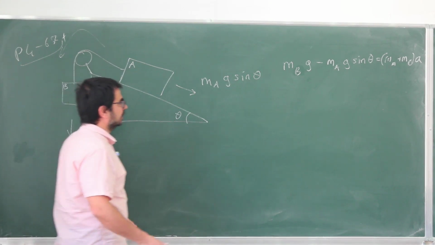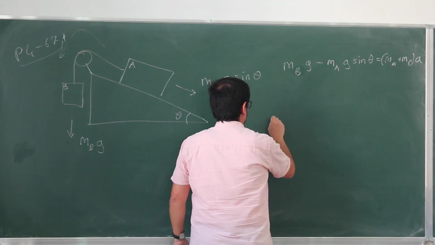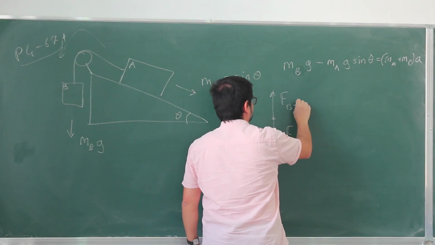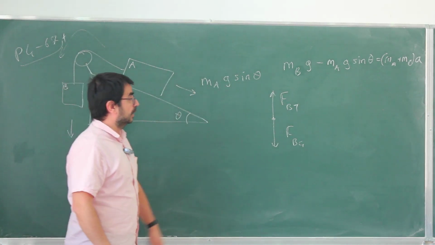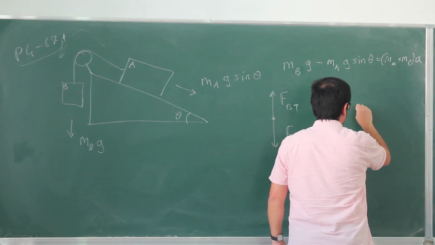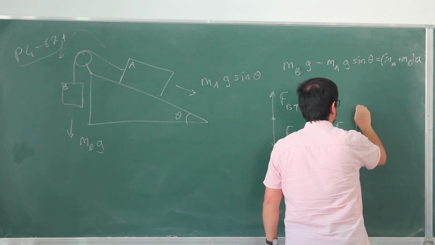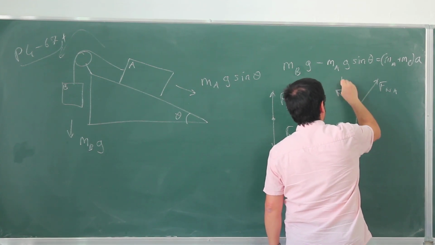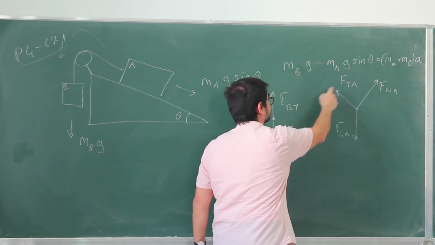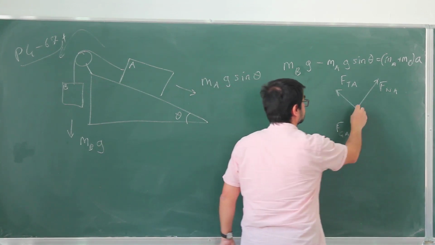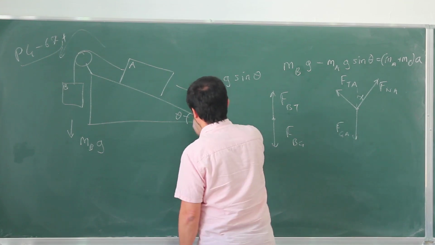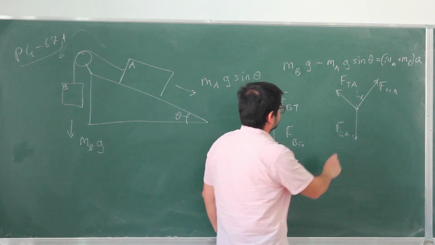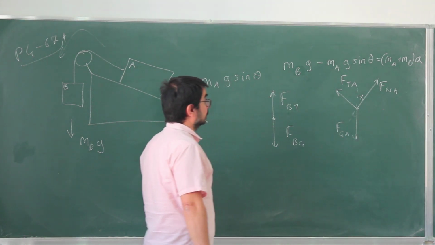You could draw the free body diagrams. And for example, for mass B, there is going to be gravity plus tension. And for mass A, we are going to have gravity, we're going to have the normal force, and we're going to have the tension that's pulling this. Okay. The magnitude of these two is going to be the same. This makes an angle theta with the horizontal, because it's this angle, so on and so forth.